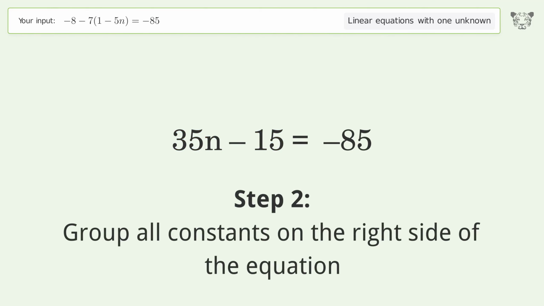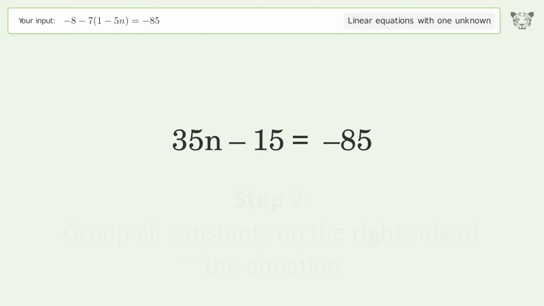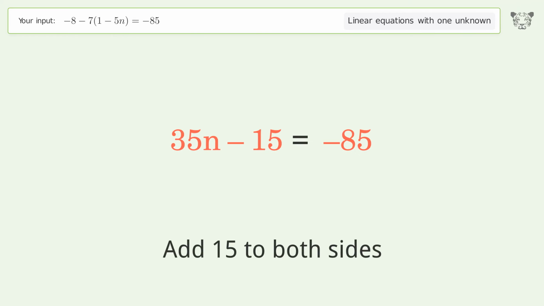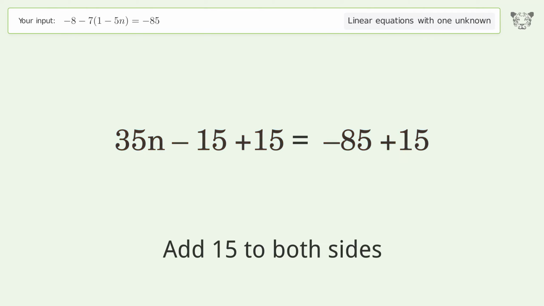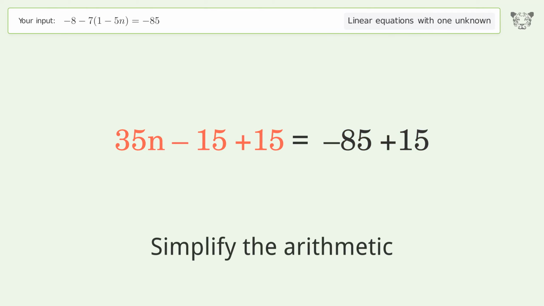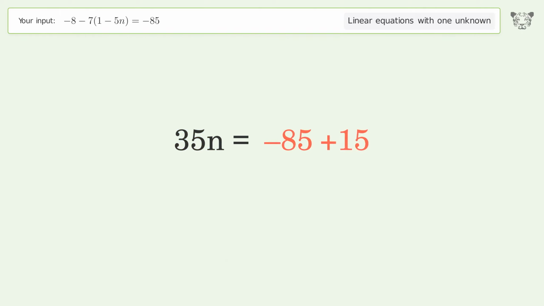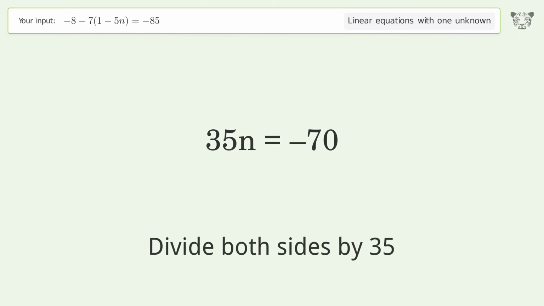Group all constants on the right side of the equation. Add 15 to both sides. Simplify the arithmetic. Isolate the n. Divide both sides by 35.